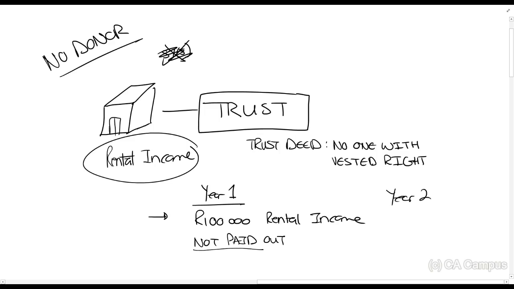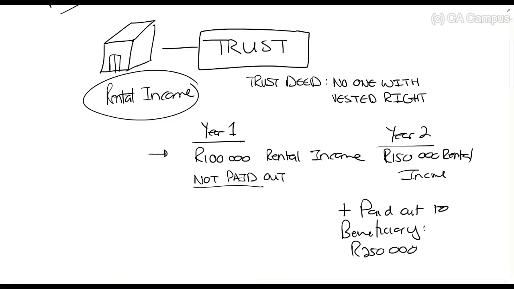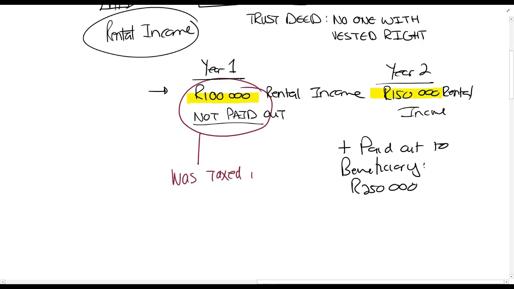Year 2, it earns 150,000 rands rental income, and plus it is paid out to a beneficiary. Right, and the total amount that's paid out to the beneficiary is 250,000 rands, which is the 100,000 rands in year 1 and the 150,000 rands in year 2. What I want you to see is that this 100,000 rands in year 1, that 100,000 rands was taxed in year 1.